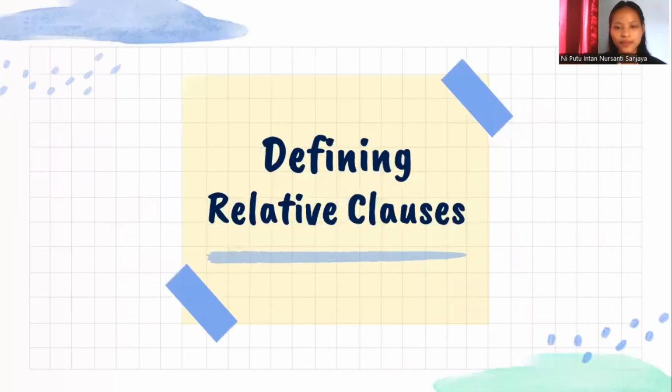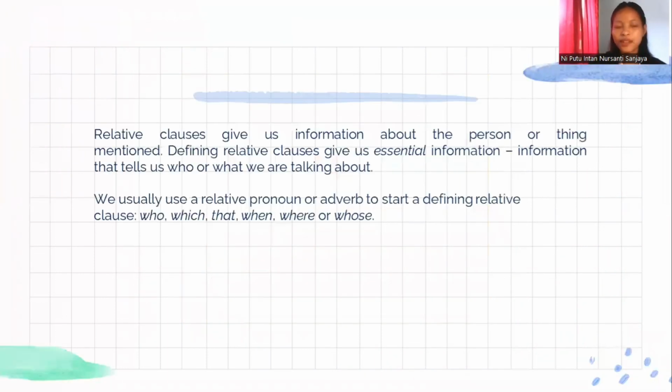The first one is defining relative clauses. Relative clauses give us information about the person or thing mentioned in it. Defining relative clauses give us essential information that tell us who or what we are talking about. We usually use a relative pronoun or adverb to start defining relative clauses, such as who, which, that, when, where, or whose.